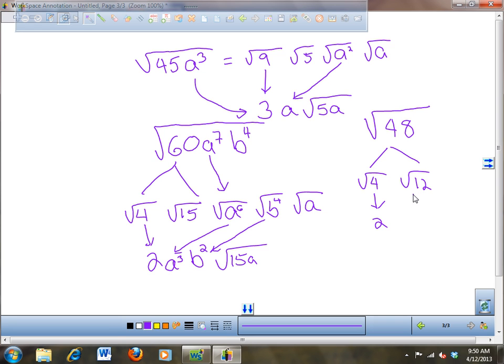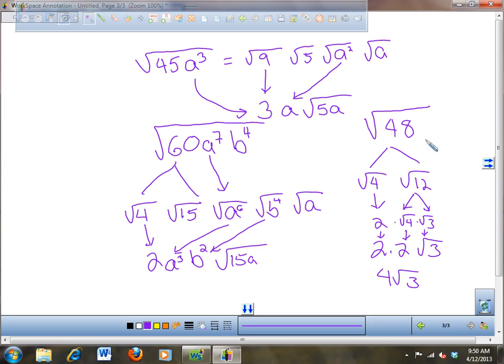But 12 has a perfect square in it too, right? It's got a root of 4 times a root of 3, right? And so you keep bringing these down. Remember, this is all multiplication. What's the square root of 4? 2 times the square root of 3. So what I end up getting is 2 times 2, which is 4, times the square root of 3. So this stays here. This turns into 2. And this stays. And then I multiply these together. And I came out with 4 root 3.